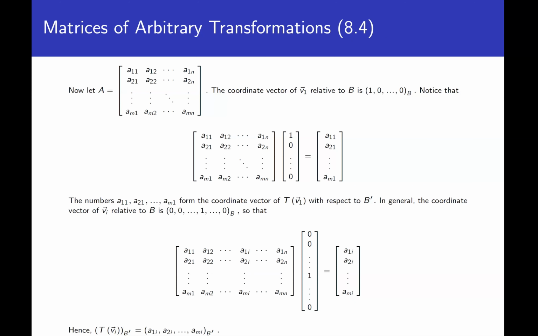Hence, the image of the V sub i, the coordinate vector of that relative to B prime, is just that ith column, which is exactly the coefficients in that linear combination that we use to get to the image of Vi. All right.